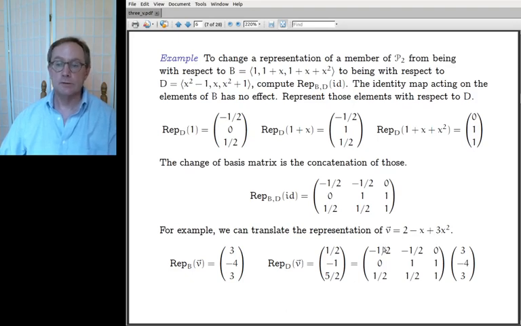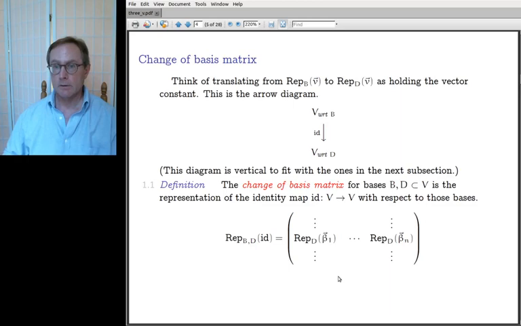And a person can easily check that if you take this matrix and you multiply it by 3, minus 4, 3, here's the 3, minus 4, 3, you do indeed get 1/2, minus 1, 5/2. So the diagram that we had, this diagram right here, it does exactly what it's supposed to do. It changes the representation with respect to B to a representation with respect to D.